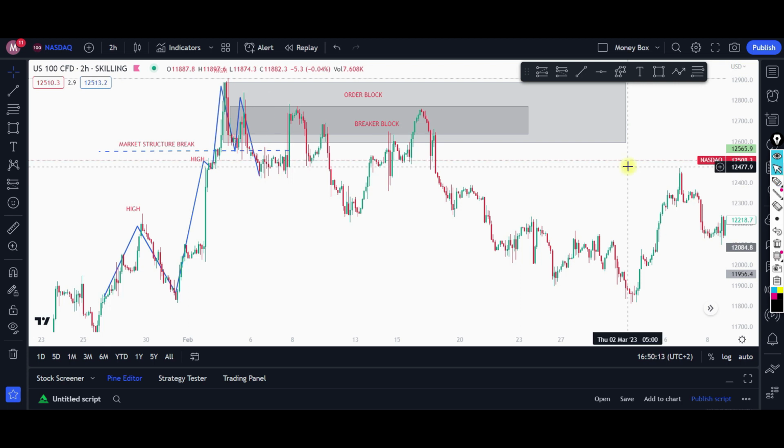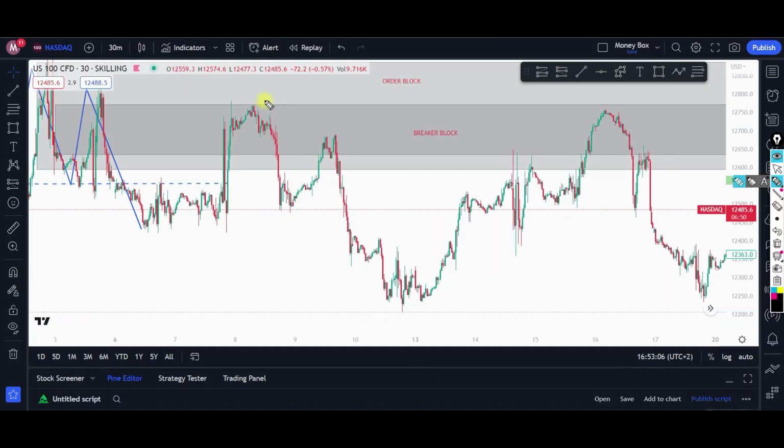Right after the structure break, we switch to the lower time frame and wait for the price to retest that order or breaker block. When the price comes to the order block area, we expect the market to create a stop hunting candle. If it doesn't exist, like in this example, we may look for a price action break on a smaller swing in our order block or breaker block area.